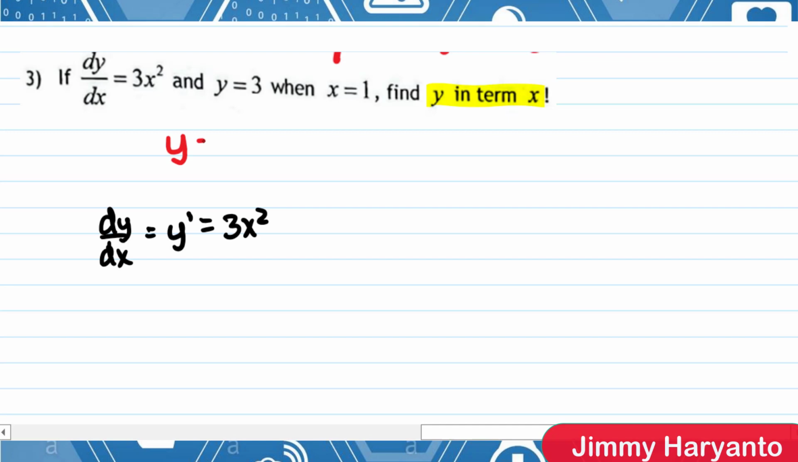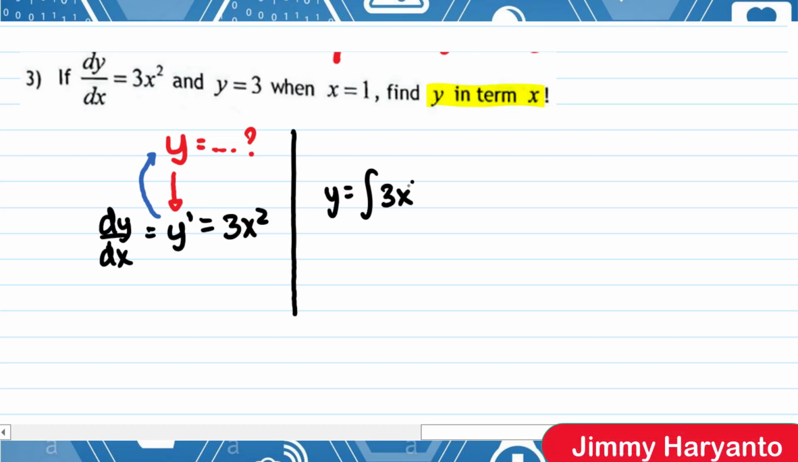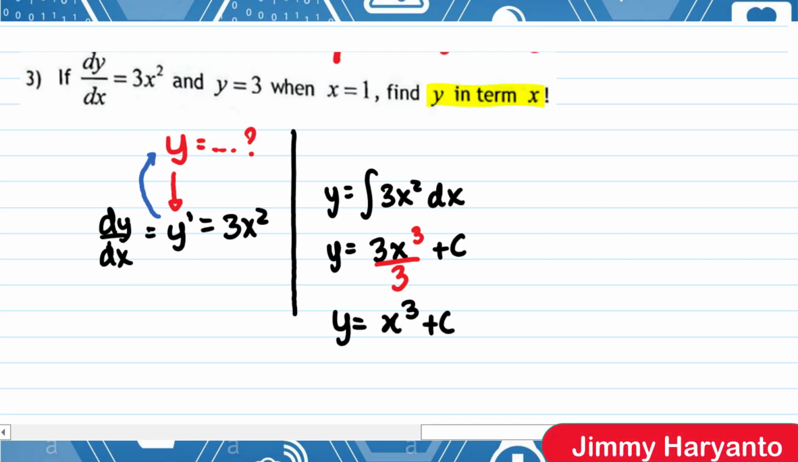So if you have y right here and we don't know yet the function. If you have y and you differentiate it, you will have y accent, right? So if you have y accent and you integrate it, you will have y, and that is how you find y. So the y will be integration of 3x squared dx, and that means y equals to 3x to the power of 2 plus 1, 3 over 3, and then plus c, right? So you'll have y equals to x to the power of 3 plus c.